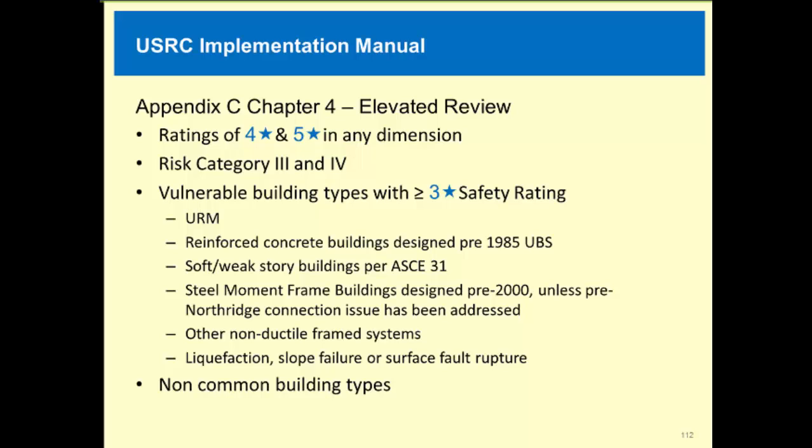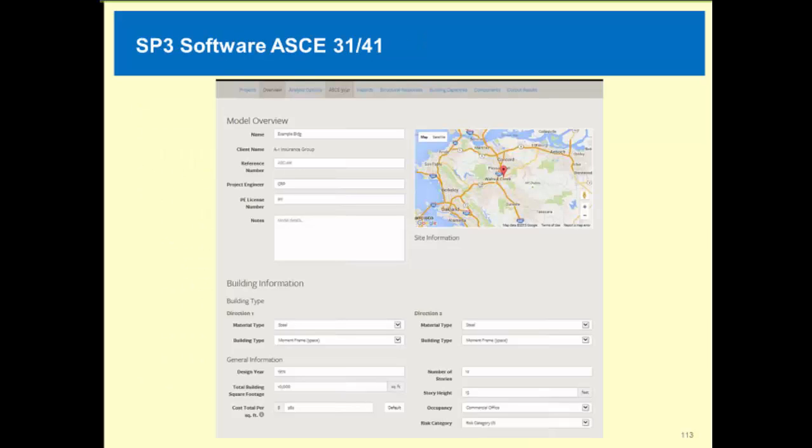If you have a risk category 3 or 4 type building, or any type of vulnerable building, in our case we would have been in an elevated review anyway because we had a pre-Northridge type building and those connections hadn't been retrofitted previously. Or if you have a non-common building type, you're outside the bounds of, let's say, an ASCE 31 type evaluation, you'll get an elevated review. Or you may get an elevated review.